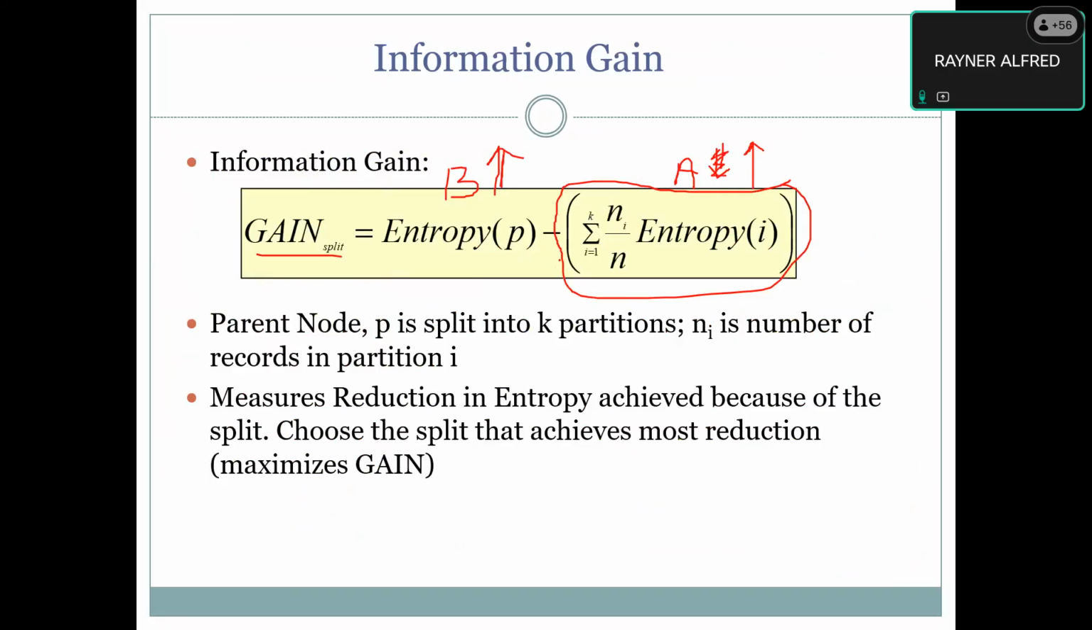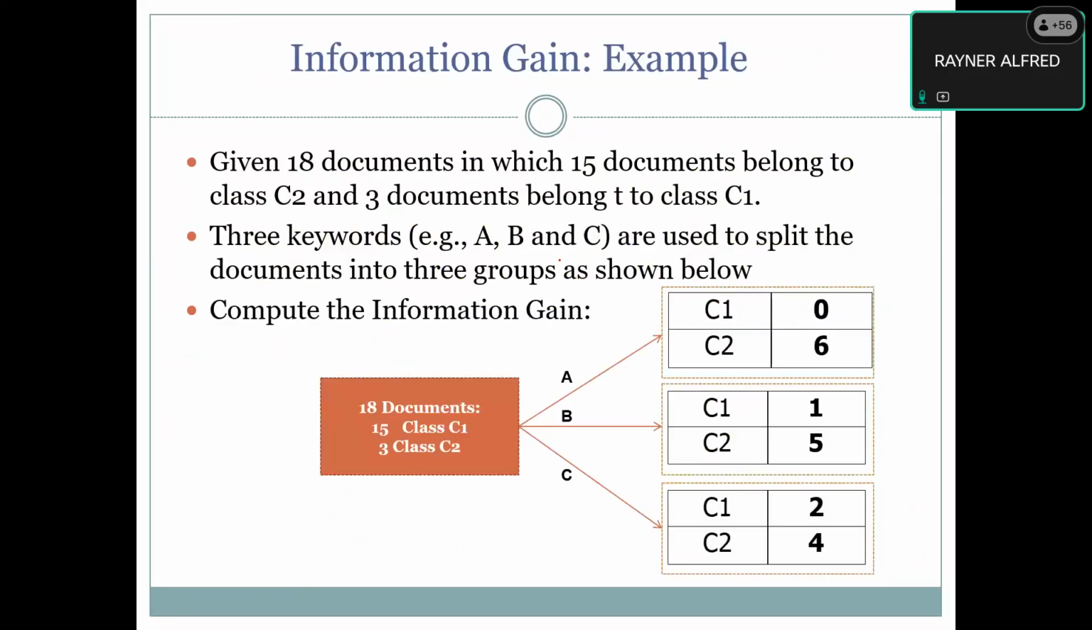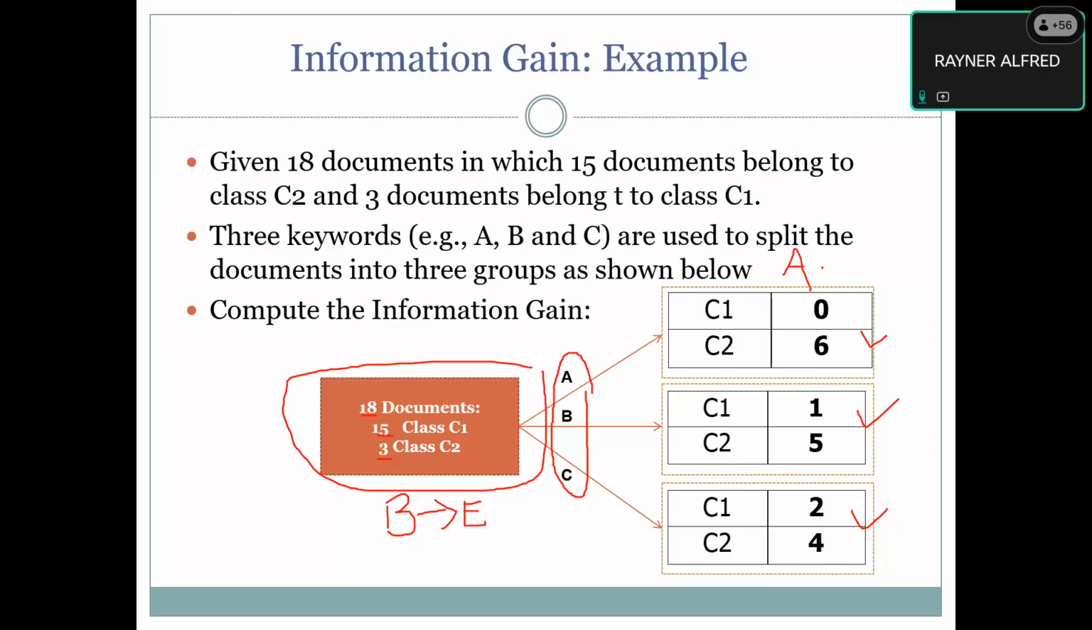Okay, so let's take a look at how we compute the IG. We know already how to compute the entropy. For example, this is before splitting. We have 18 documents consisting of 15 class 1 and 3 class 2. But if we use the keyword to split them, we have this partition. So this part here is before, so we need to compute the entropy before. And this part is after, so we need to compute the entropy after we split.